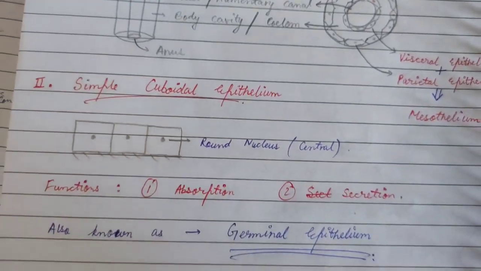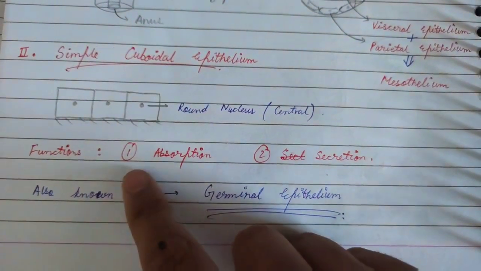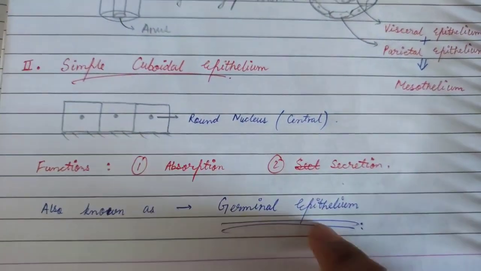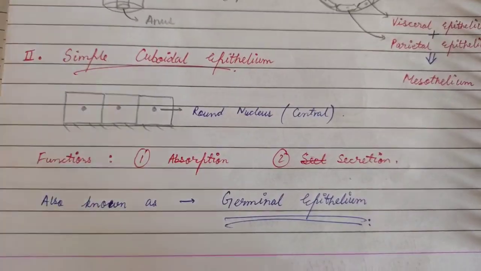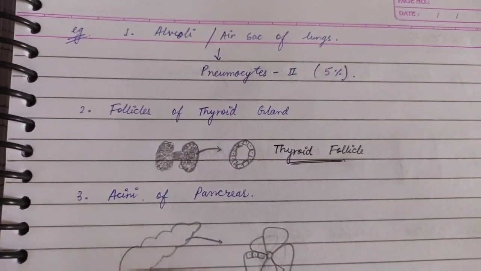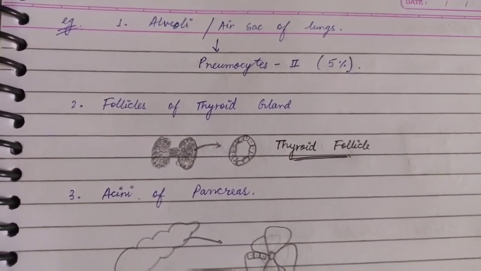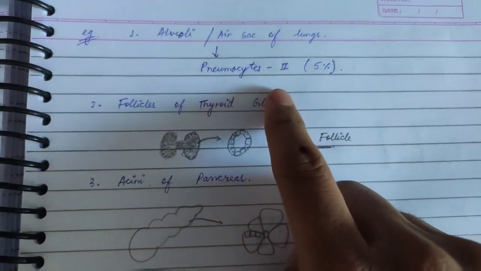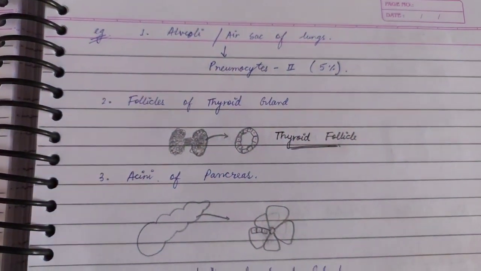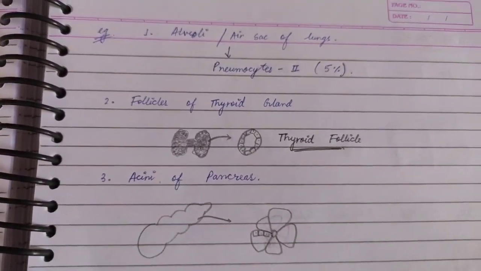Now next comes simple cuboidal epithelium. Its function is absorption and secretion, and it is also known as germinal epithelium, because it gives birth. Let us see the examples. First one is alveoli, air sacs of lungs, pneumocytes 2. There we discussed pneumocytes 1 and here it is pneumocytes 2. So simple squamous epithelium is present in 95% and simple cuboidal epithelium is present in 5%, in pneumocytes 2.